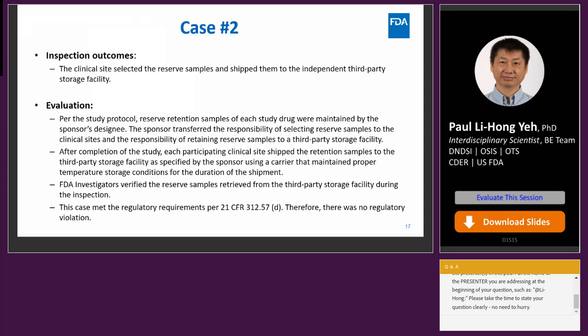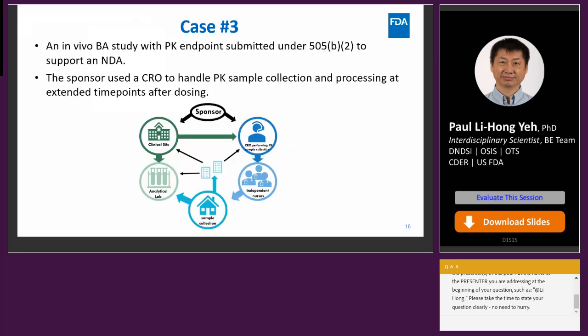FDA investigators verified the reserve samples retrieved from the third-party storage facility during the inspection. This case met the regulatory requirements per 21 CFR 312.57 Part D. Therefore, there was no regulatory violation. Let's take a look at case number 3.